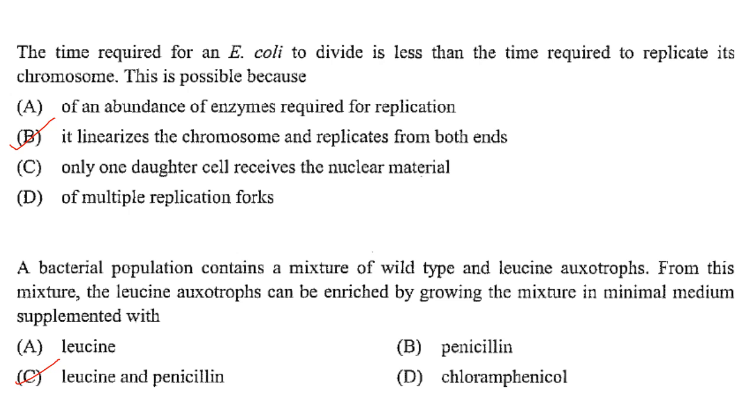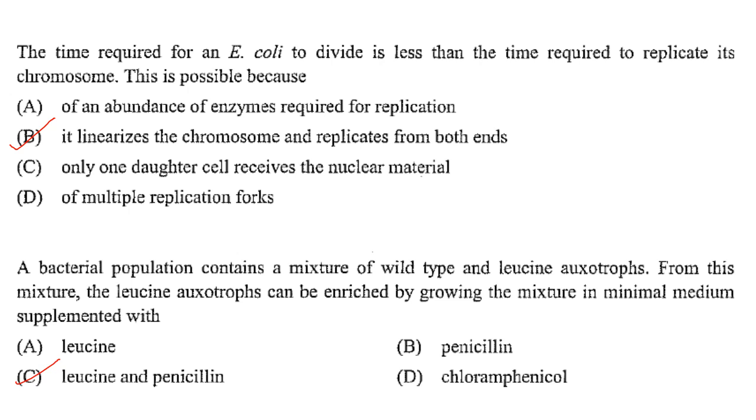Then next one. A bacterial population contains a mixture of wild type and leucine auxotrophs. From this mixture, the leucine auxotrophs can be enriched by growing the mixture in minimal medium supplemented with leucine and penicillin. Penicillin enrichment is a technique available for auxotroph selection, and in this the penicillin is added to the liquid medium. The prototrophic cells are killed because they will divide in the liquid medium, which is minimal medium, liquid minimal medium.